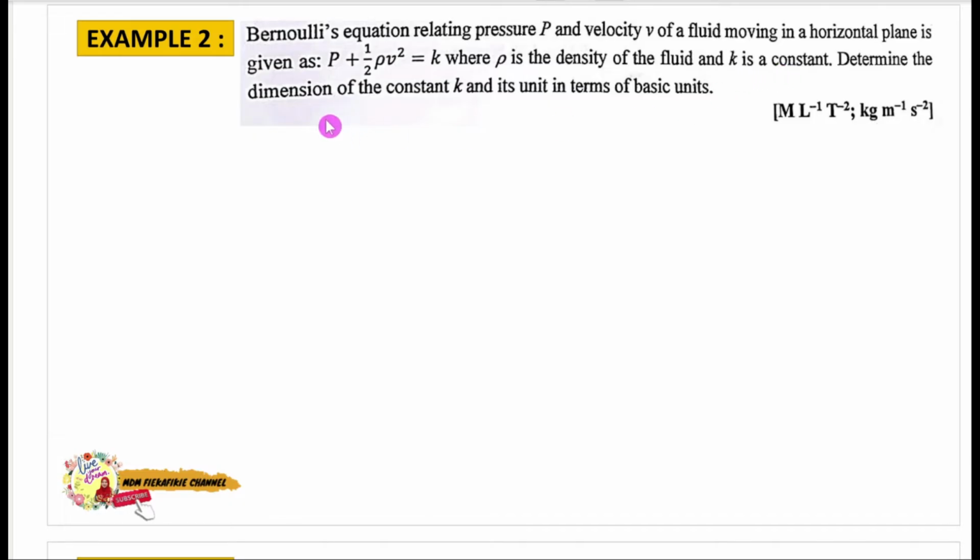Alright, so now we want to determine the dimension of the constant K and its unit in terms of basic units. Alright, so based on this equation, kalau saya tulis semula, dia akan jadi P pressure plus half density V squared equal to K. So, you nampak kat tengah ini dia adalah plus kan? Okay, that's mean dimension of K dia akan sama dengan dimension ini. Half tu constant, dimension constant akan equal to 1. So, maknanya K akan sama dengan half rho V squared, sama juga dengan dimension ini.